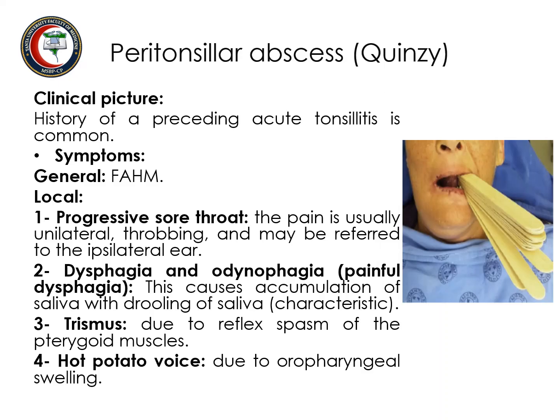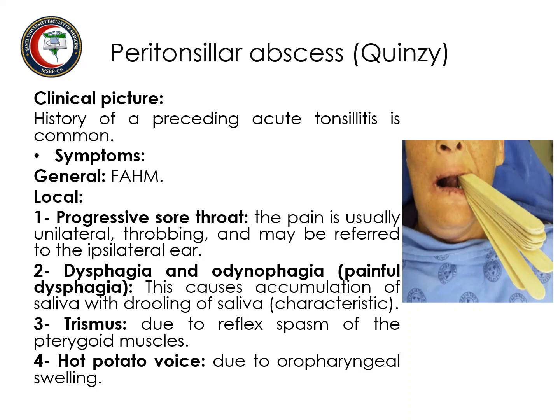Clinical picture. Normally, the problem starts as a preceding acute tonsillitis. Then the patient starts to develop general symptoms, which are fever, anorexia, headache, and malaise. Locally, the patient normally complains of a progressive sore throat. Pain is usually unilateral and throbbing. It may be referred to the ipsilateral ear.